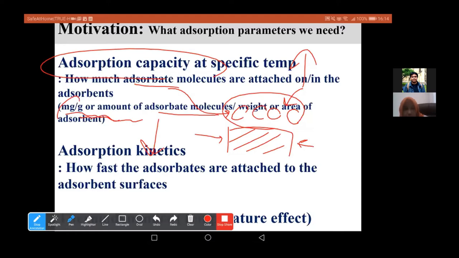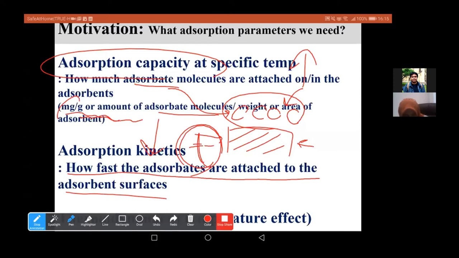Okay, the other main factor for the efficiency of adsorption will be the adsorption kinetics. If you learn about kinetics, I'm sure you learn quite a lot about it. Kinetics talks about time. Not only do you have to get as much of the polluting contaminant onto the surface of your adsorbent, but you also need the time to be quite small. So you need a very fast time to remove all the contaminant in the water. So it concerns how fast the adsorbate is attached to the adsorbent surface.